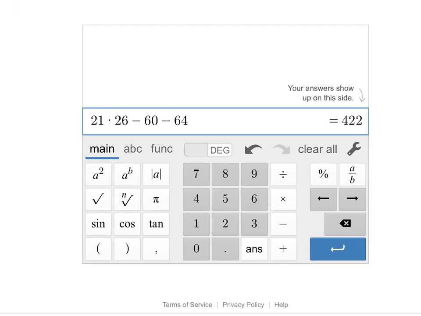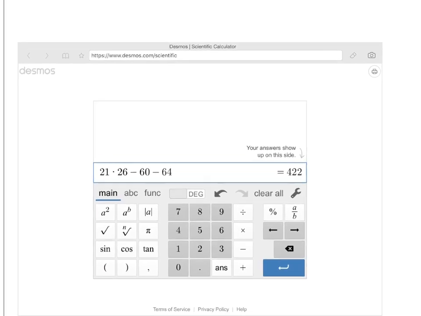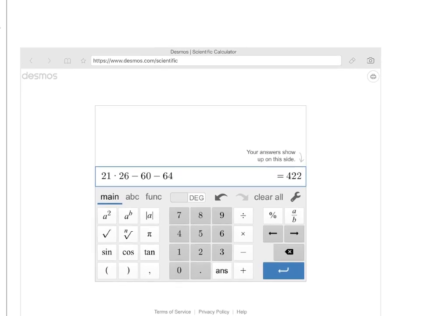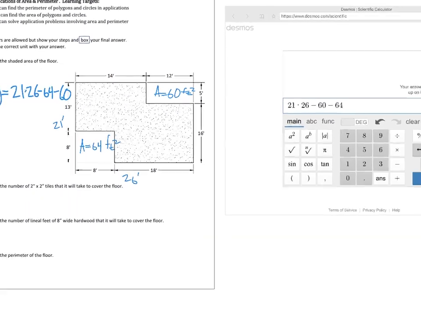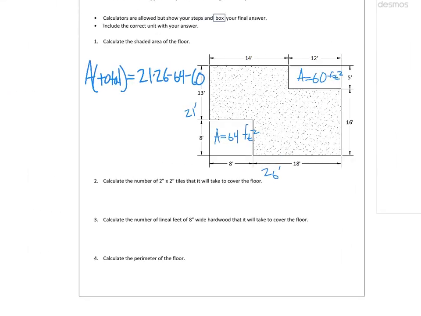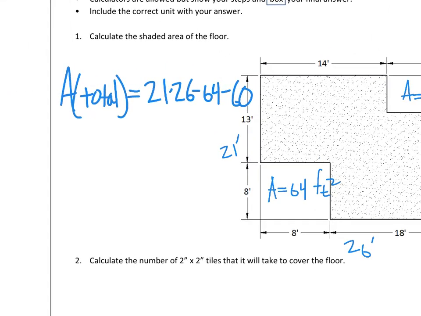Go to our calculator. 21 times 26 minus 60 minus 64 gives us 622. This is, by the way, the Desmos scientific calculator. If you go to desmos.com and click on their scientific calculator, that might be the best calculator to use. There's the graphing one also, but this one works nicely. It's all you need. You don't need the graphs. So 622 square feet. All right.